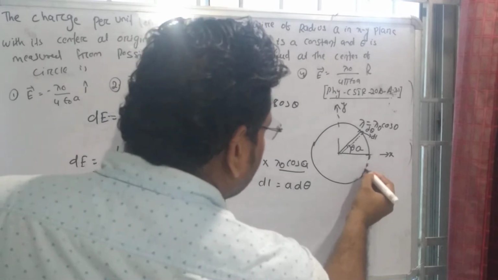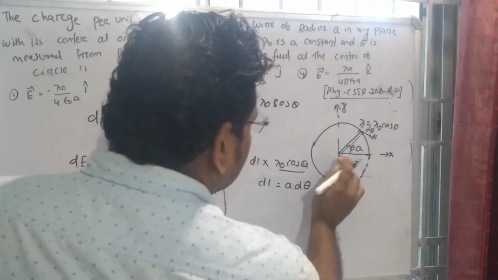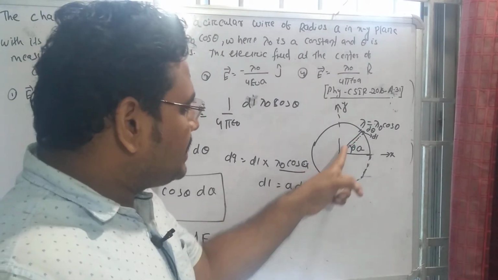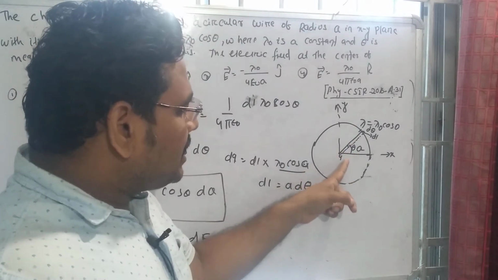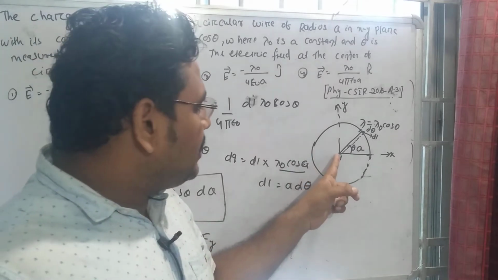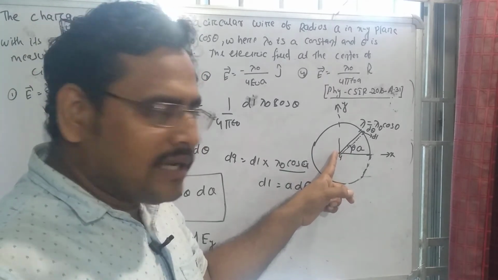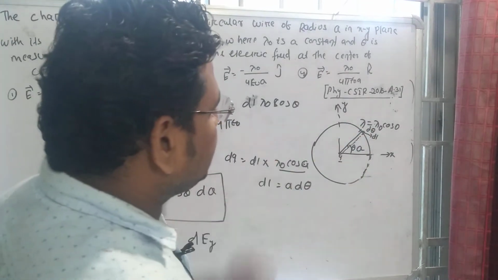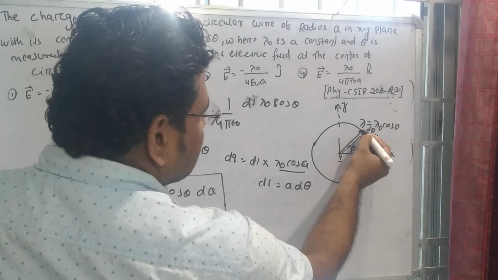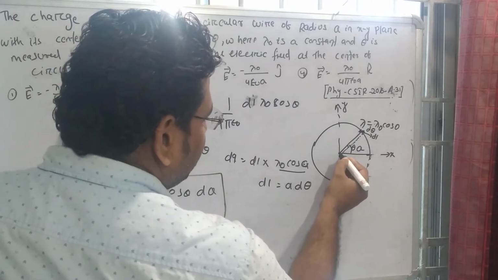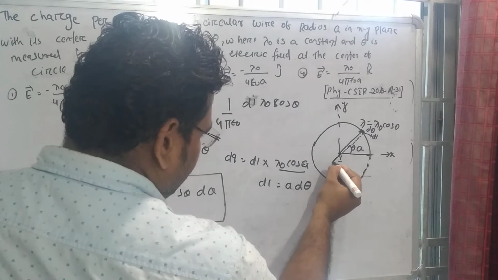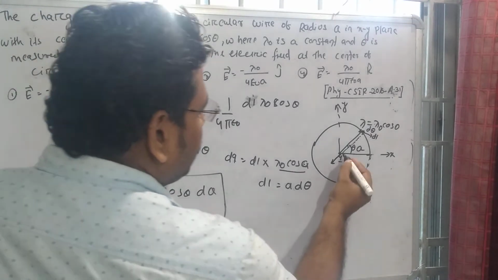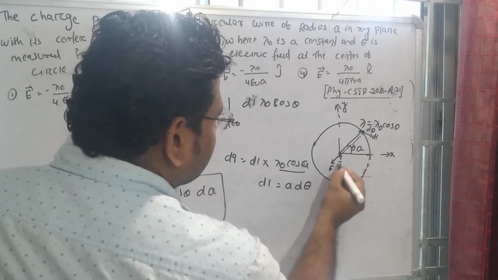For the x component, let's put a unit test charge at the center, because we want to calculate the electric field at the center. Electric field is nothing but the force experienced by a unit positive charge placed at the center. That's why I placed a unit positive charge at the center. Due to this elemental length, the electric field experienced by the unit positive charge will be along this line. This is the direction of the electric field.